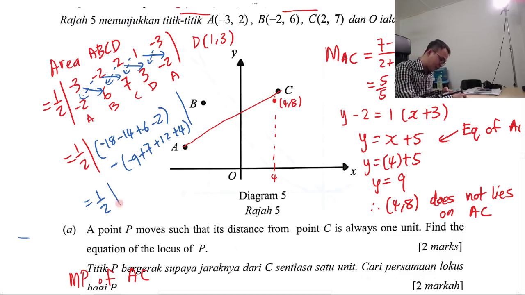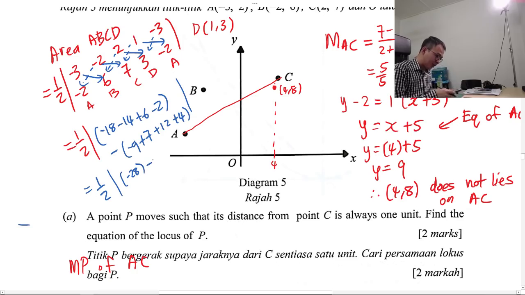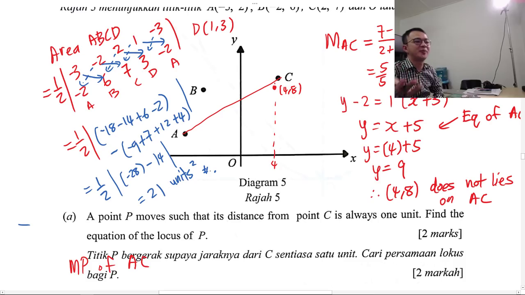So this one, the first one gives me negative 28, minus, this one will be 7 minus 9 plus 12 plus 4 minus 14. So therefore I should get negative 28 minus 14. I get positive 42. So the area should be 21 units squared. Alright, this is how to find the area. Just use back the area formula.